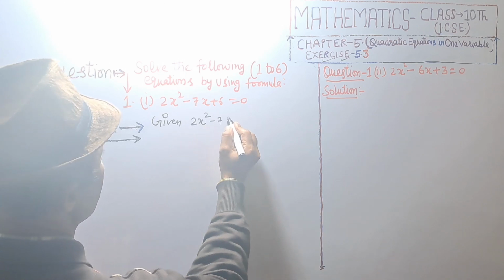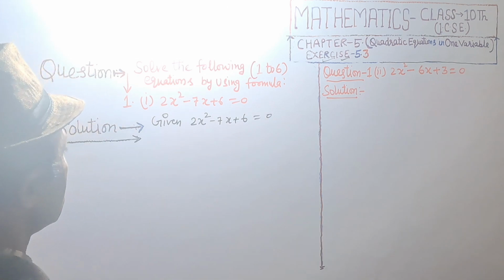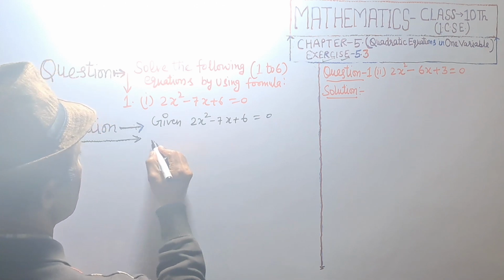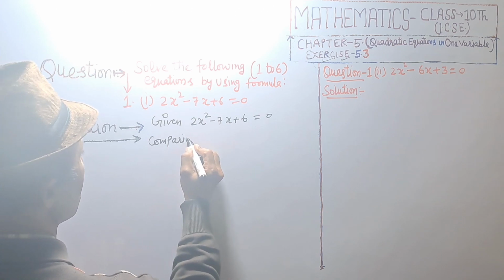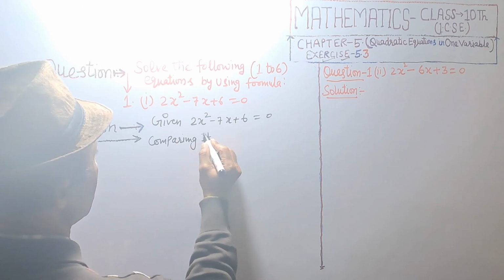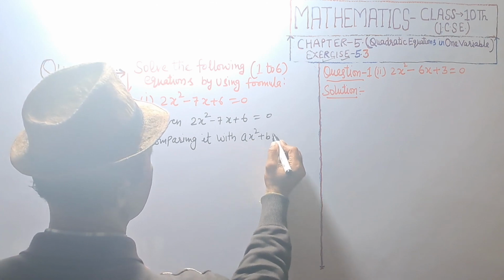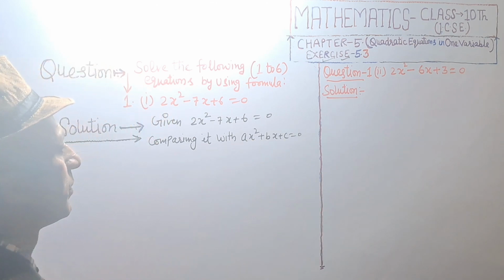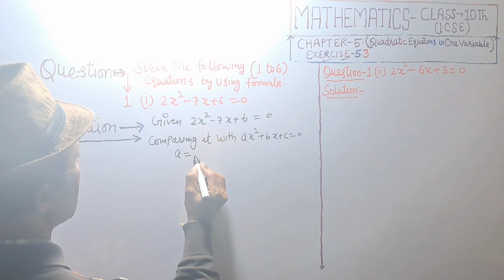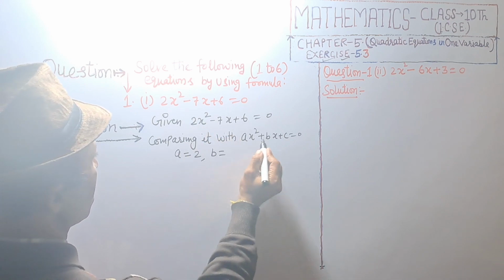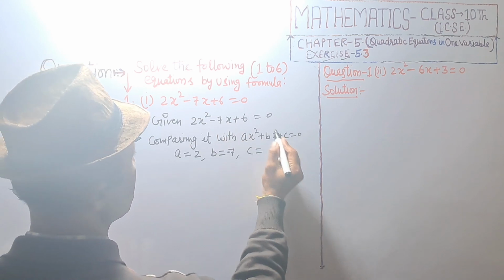2x square minus 7x plus 6 is equal to 0, and we are comparing this equation with ax square plus bx plus c is equal to 0. Then we get the value of a is equal to 2, b is equal to minus 7, and c is equal to 6.